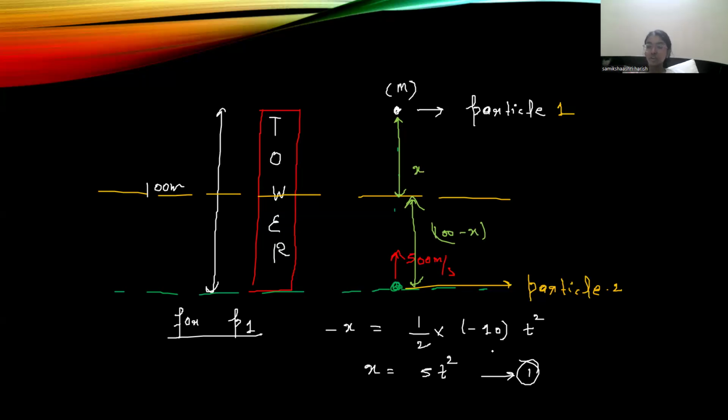Because in that case, one will be dropped. Then after a certain instant of time, you should provide some initial velocity to the particle. Then only they will collide. But I'm not saying that it will travel x or 100 minus x. What I'm saying is that if you drop a single particle without giving initial velocity, after 5 seconds it reaches here. Then at 5 seconds you are again dropping another particle, and that particle you are giving some initial velocity.